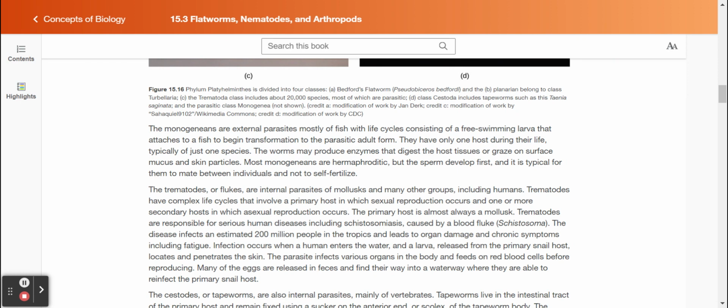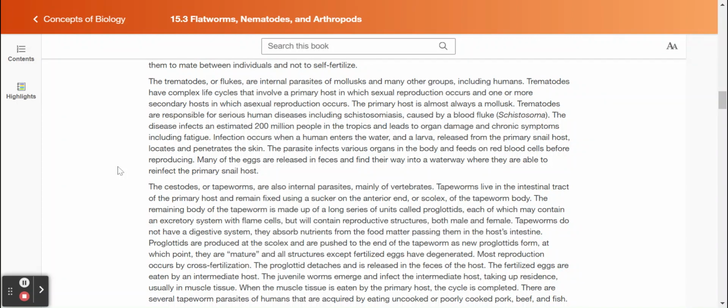Most monogeneans are hermaphroditic, but the sperm develop first, and it is typical for them to mate between individuals and not to self-fertilize. The trematodes, or flukes, are internal parasites of mollusks and many other groups, including humans. Trematodes have complex life cycles that involve a primary host in which sexual reproduction occurs and one or more secondary hosts in which asexual reproduction occurs.